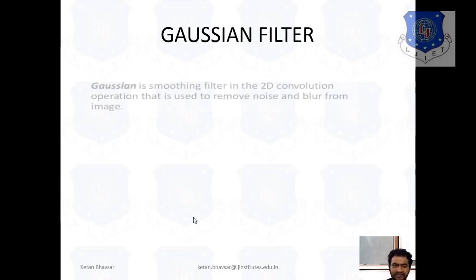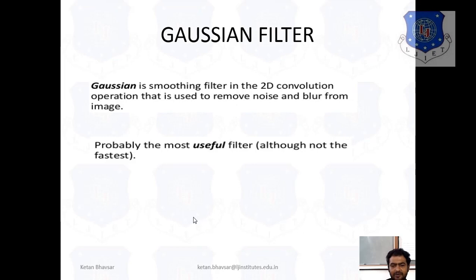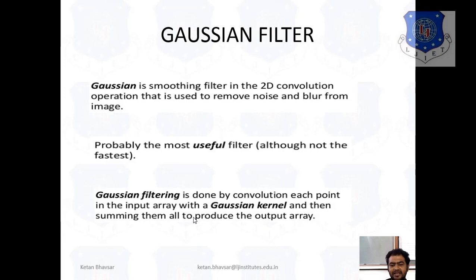Now we move to the Gaussian filter. A Gaussian filter is a smoothing filter in the 2D convolution operation that is used to remove noise and blur from images. It is probably the most useful filter when we are dealing with fast prototyping or fast designing and trying to remove different types of noise from the image. It's generally done with the help of the convolution of each point and the Gaussian kernel matrix. This filter is very useful in a fast prototyping system when we have to remove blurring.